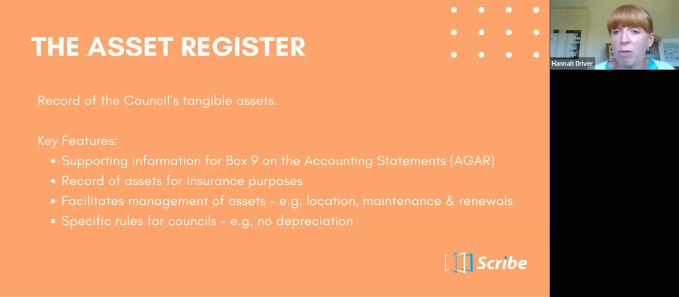Again, there are specific rules for councils. You might be aware of depreciation and presume that you buy an asset and it depreciates. Not the case. You would simply purchase it, it would go on your asset register, and it remains on there until such time as you dispose of it. If you have any disposal proceeds, you sell it for something, it goes in as income.